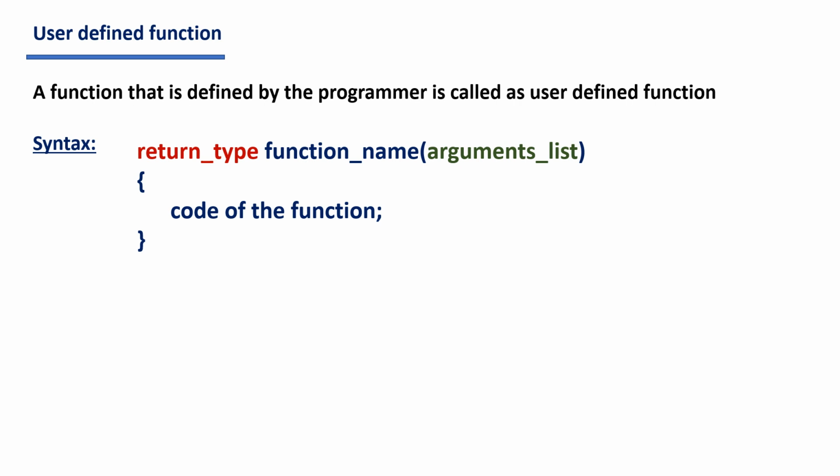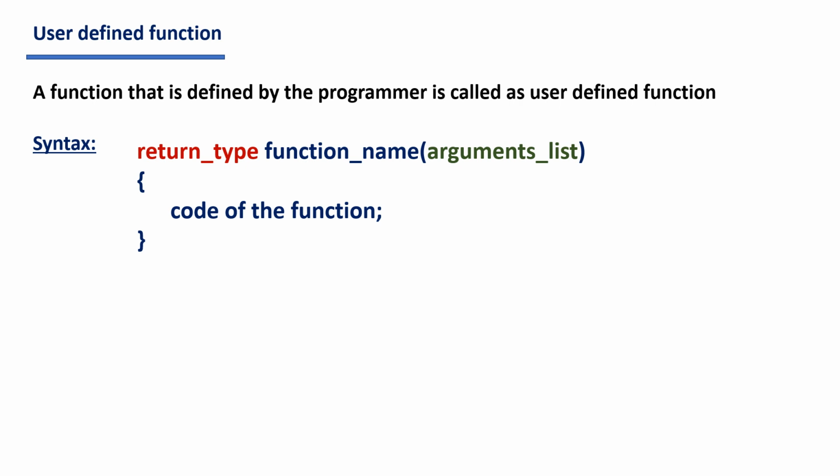In this video, we discuss user-defined functions. A function that is defined by the programmer is called a user-defined function. The syntax for a user-defined function is return type followed by function name and arguments list, and it contains the body of the function. This is the simple syntax of a user-defined function.